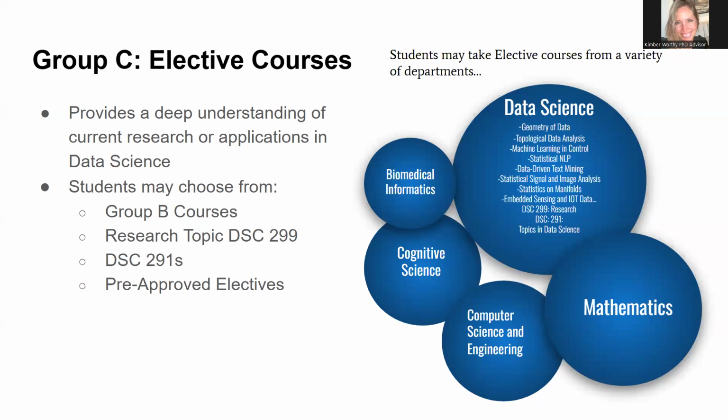Some of the elective research topics for DSC 299. DSC 299 will apply as an elective if you already have a master's degree. All of our DSC 291s are electives, and then of course, we have our list of pre-approved electives.